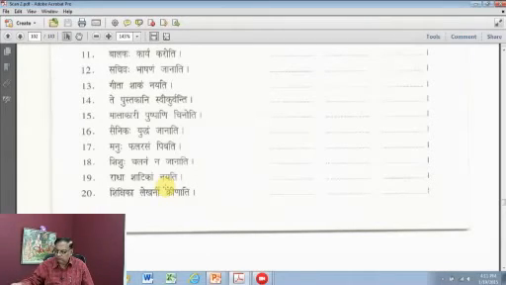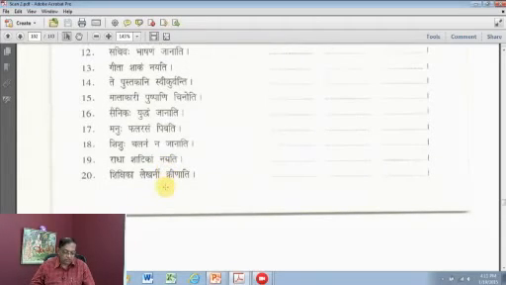Radha shatikam nayati. Radhaya shatika niyate. Radha takes a sari. A sari is taken by Radha. Radhaya shatika niyate. And the last one.